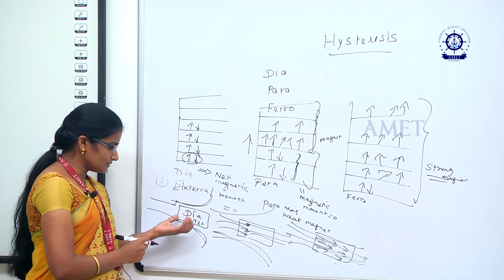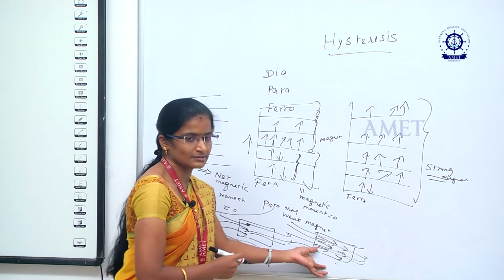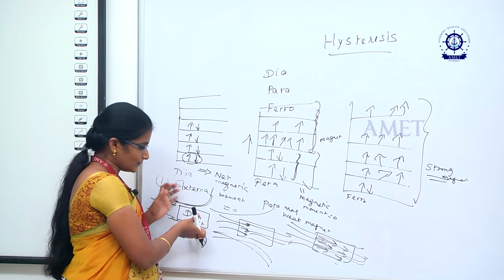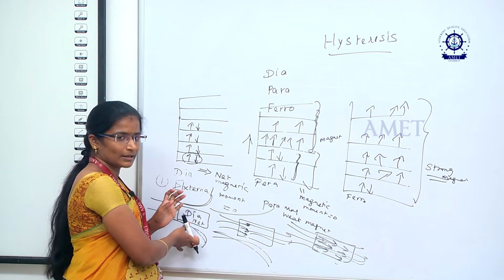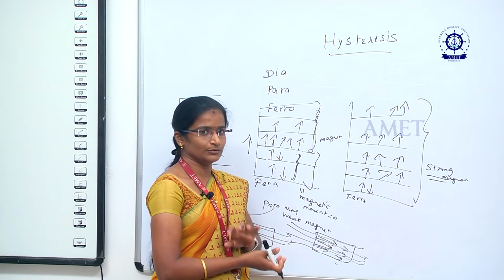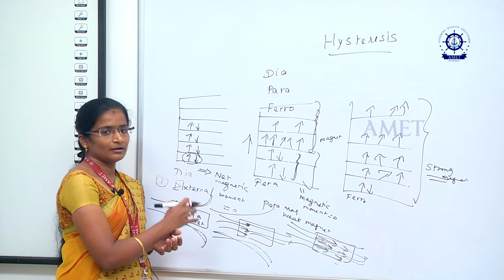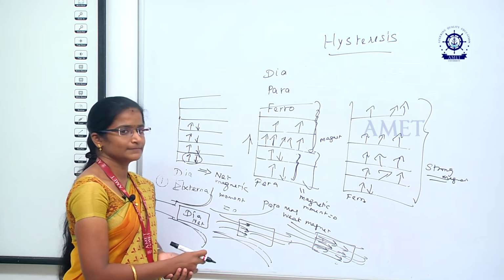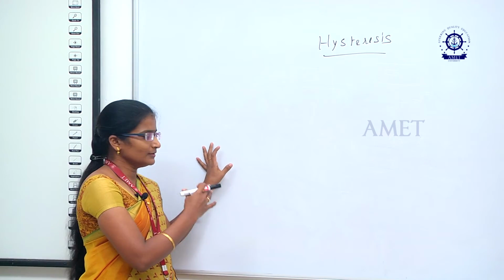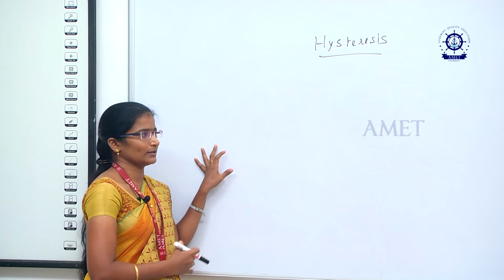So the magnetic intensity of this material is 0, this material is small and this material is high. And also the magnetic permeability is a small value in the diamagnetic material, small value in the paramagnetic, and in this case high value. Okay, these are the main comparisons between dia, para and ferromagnetic material. So we have already seen the main comparison between dia, para and ferromagnetic material.